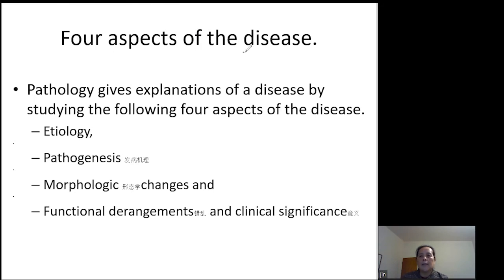So we discuss the illness from four aspects. These four aspects are, first, etiology, which is what caused the illness. People get sick, but what caused people to get sick? That's what we call etiology. Then we talk about pathogenesis, which means we have some reason that causes the illness, and how the illness happens or develops.